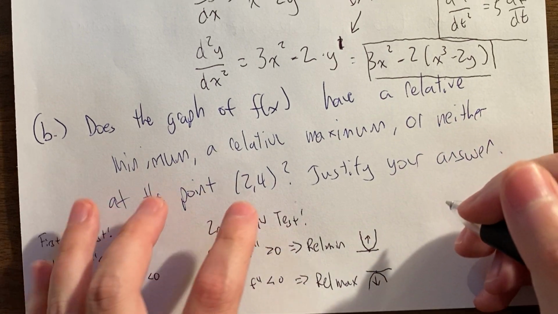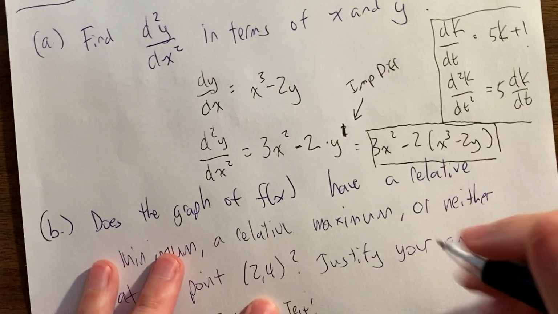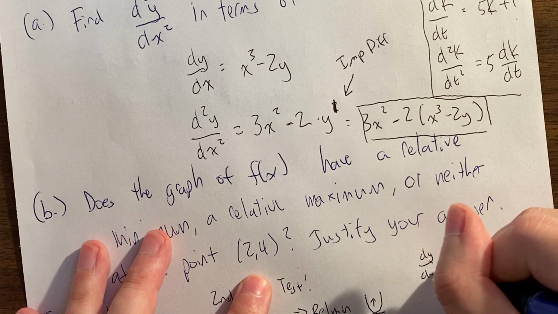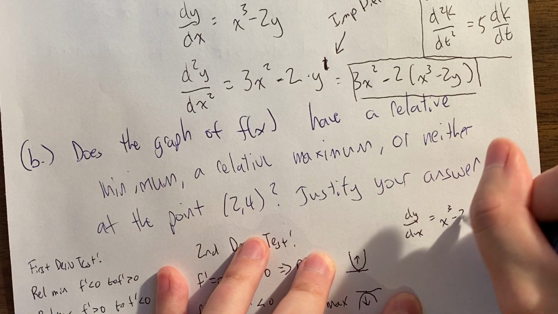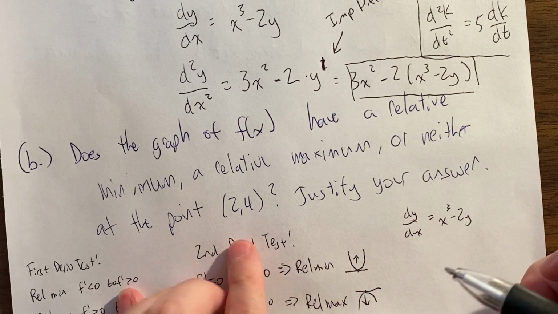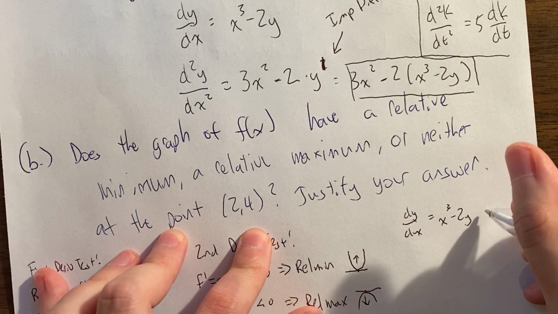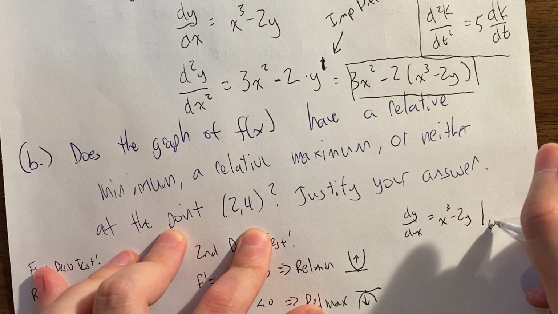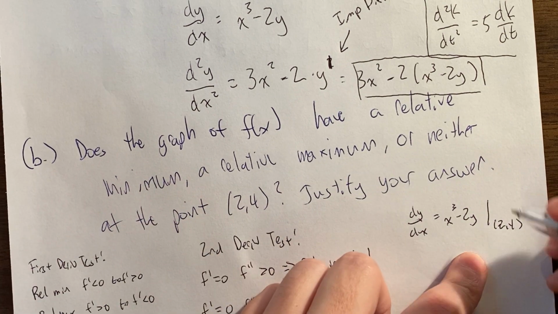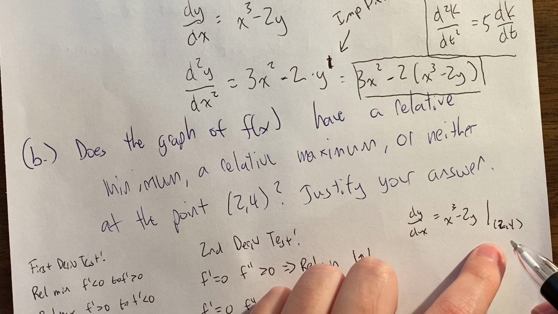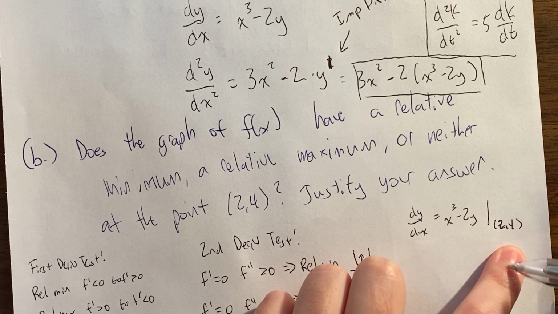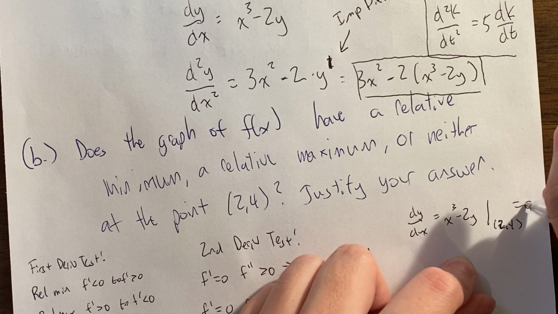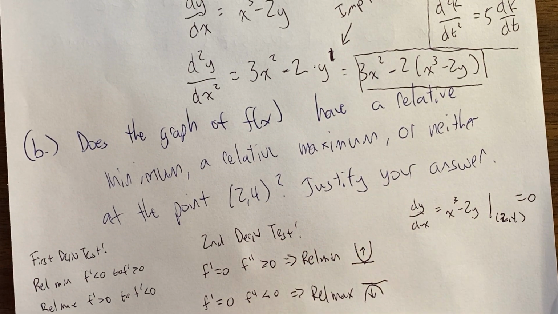So what we're going to do is take dy/dx. Hopefully you can read this. dy/dx is just x cubed minus 2y. We are going to plug in the point (2, 4). Hopefully you understand how to plug in these points. This is not a negative, it's just a regular 2. So you plug in 2 for x and 4 for y. That's what this vertical bar notation means. Notice you do get 0, because 2 cubed is 8, 2 times 4 is 8, and 8 minus 8 is 0.